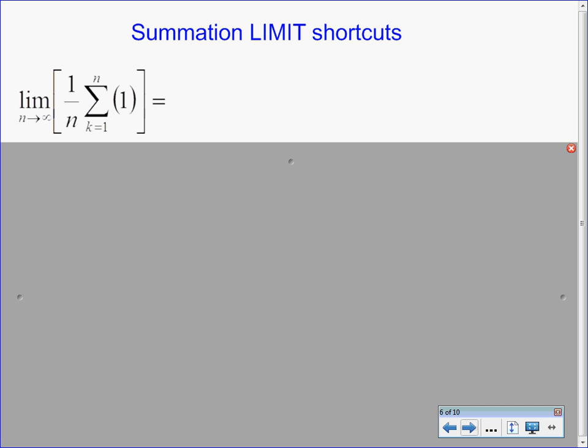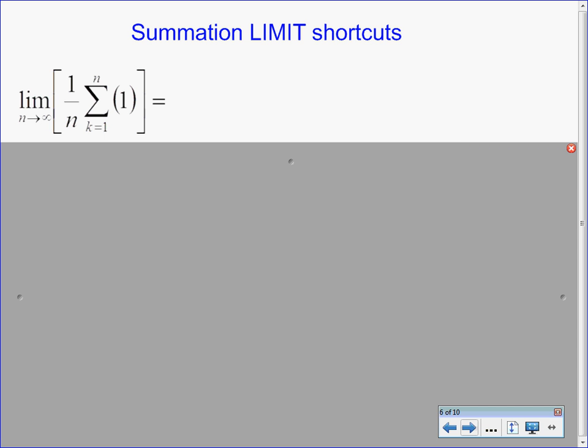Remember how I was picky about your variables matching with your summation? Here is why it's important. We're dealing with n's and k's, and there is a big difference. Okay, so we have the summation from k equals 1 to n of 1, times 1 over n, and we're taking that limit towards infinity.